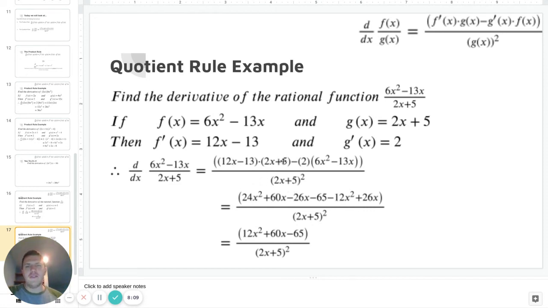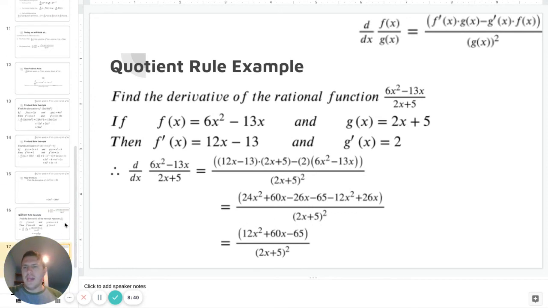I use my FOIL. That gives me 24x squared plus 60x minus 26x minus 65. And then I have to make sure when I distribute the negative 2 here, all my signs change. So this becomes negative 12x squared. And then I also make this a positive 26x. And then I combine my like terms. The 26x's are going to cancel. And I'm left with 24 minus 12, that's 12x squared, plus 60x, minus 65, all divided by 2x plus 5 squared.